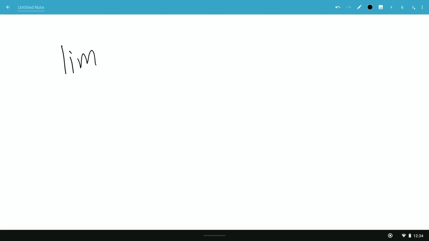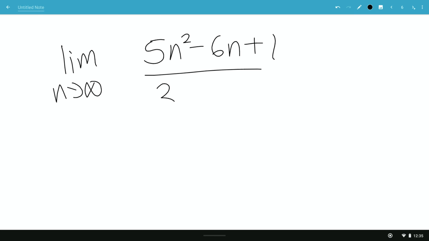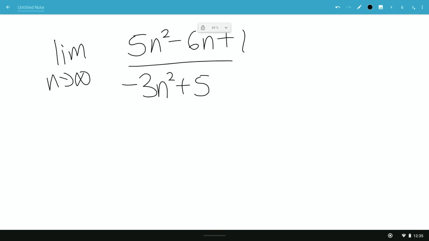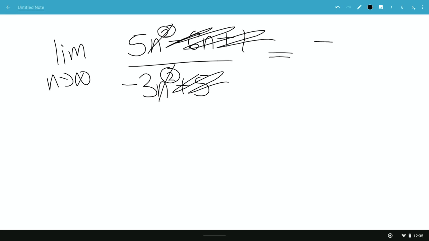If the degree on the top is the same as the degree on the bottom, we're just going to use n instead of x. We'll have 5n squared minus 6n plus 1 over negative 3n squared plus 5. You just look at the degrees. The degree on the top is 2, and the highest degree on the bottom is also 2, so you can ignore the other terms and divide the n squared by n squared. That gives negative 5/3, and that is the limit.